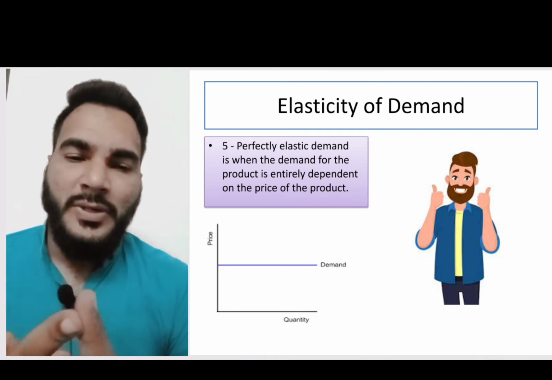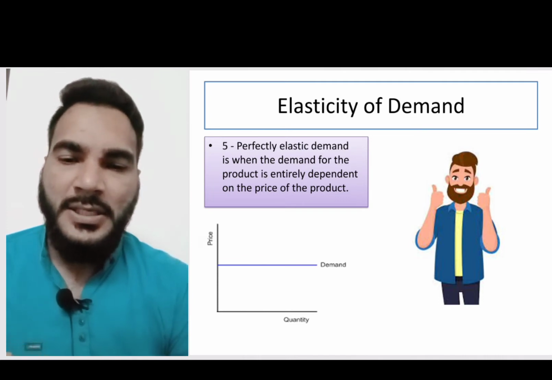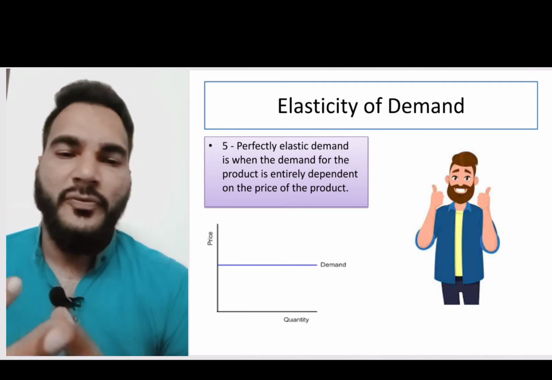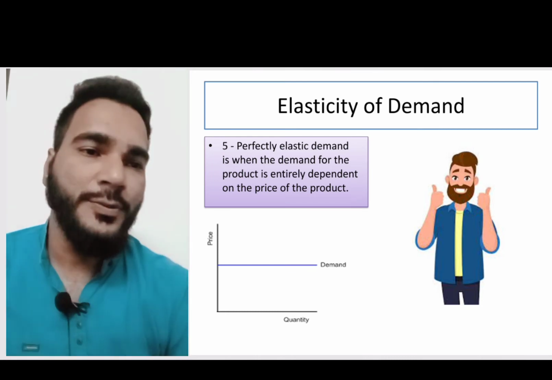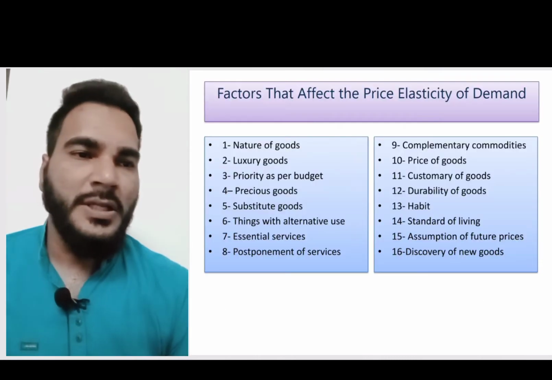Perfectly elastic demand, relatively elastic demand, unit elastic demand, relatively inelastic demand, and perfectly inelastic demand. So these are the 5 types. Let us move on to another slide.